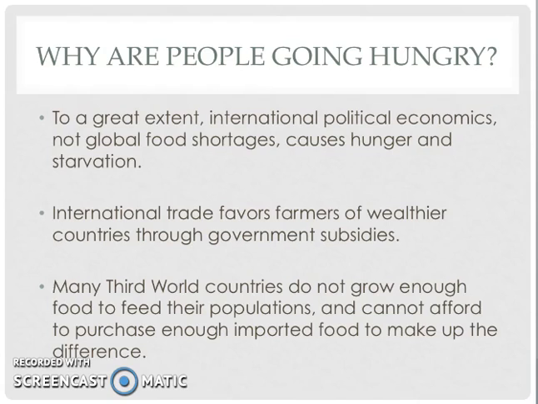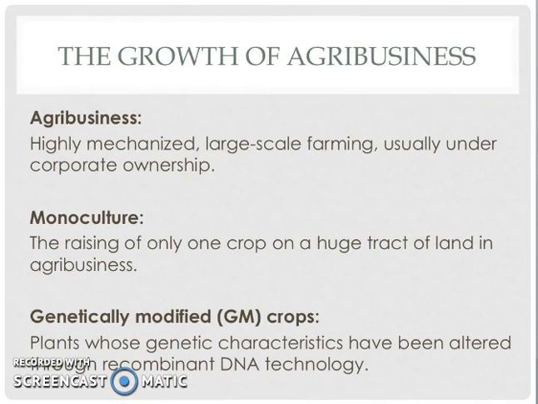International trade favors farmers of wealthier countries through government subsidies. These are massive government subsidies, billions and billions of dollars, mostly funneled to large corporate farms. Agribusiness, as we mentioned: many third world countries do not grow enough food to feed their populations and cannot afford to purchase enough imported food to make up the difference. Agribusiness, again, is highly mechanized, large-scale farming, usually under corporate ownership.